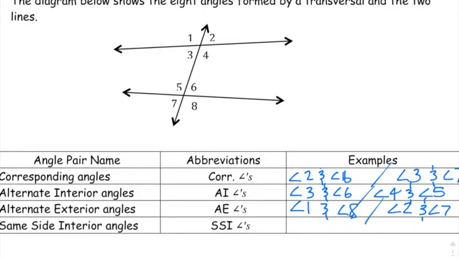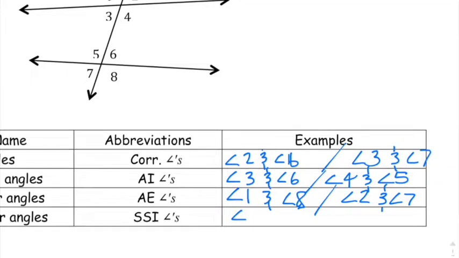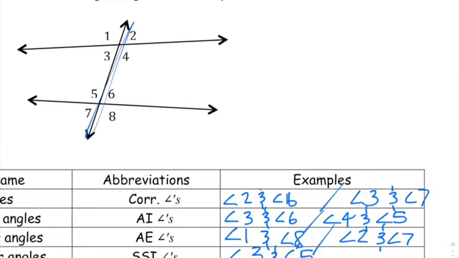Alright, and then you got same side interior. Kind of just talked about that. So we can say angle 3 and 5 for that. Remember, you want same side of your transversal and then interior angles going on right there. So inside those two lines. It's 3 and 5, and then also the other combination would be 4 and 6.